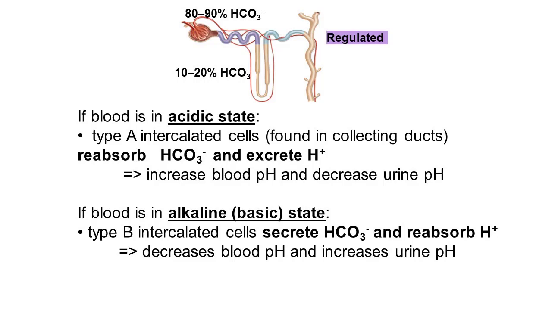If our blood's getting too high in pH, the opposite's going to happen. We're going to secrete bicarb and reabsorb the protons. So again, it's a balancing act. The protons and the bicarb, it's almost like sodium and potassium. They're opposite, whichever one you have to use.